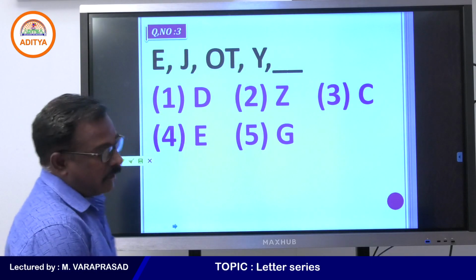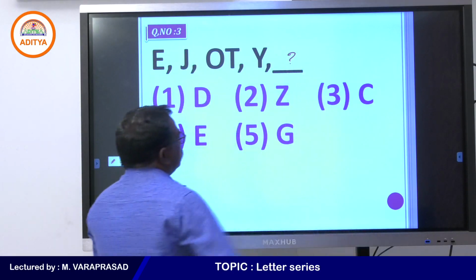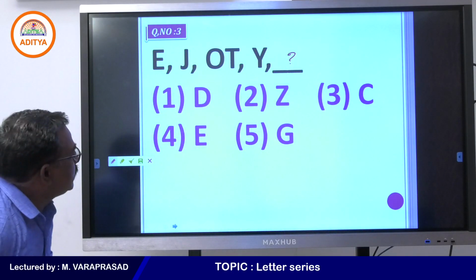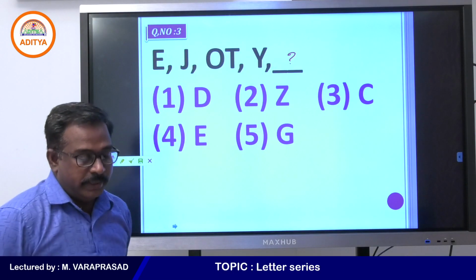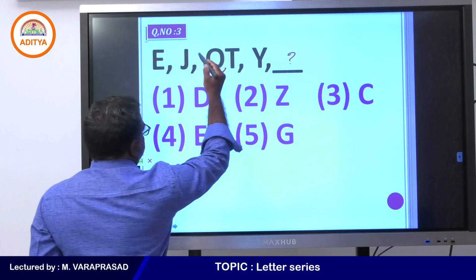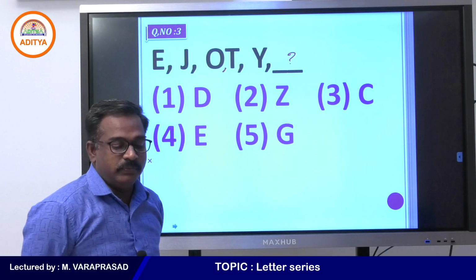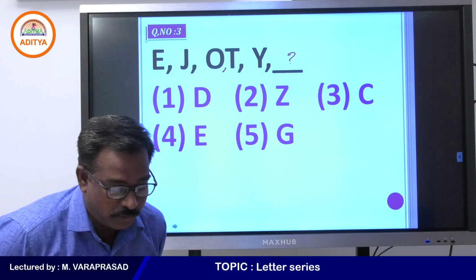E, J, O, T, Y and what in the question mark place you will get here? Comma missed here. E, J, O, T, Y. What you will get in the place of question mark?